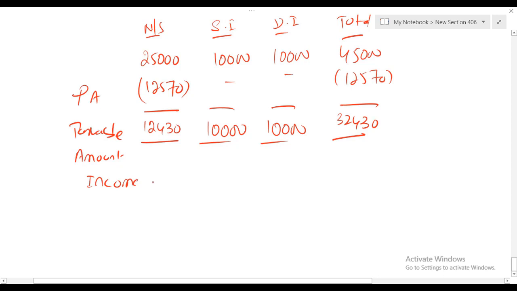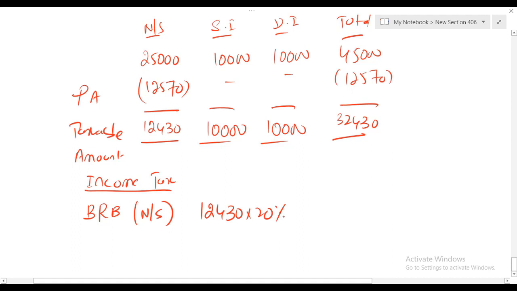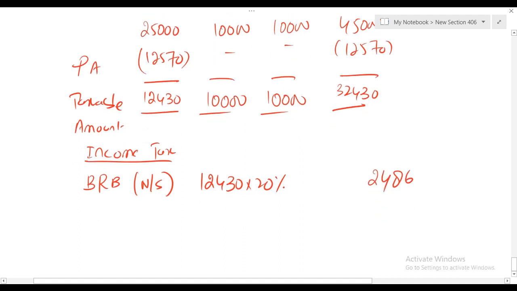Income tax, basic rate band, non-saving: 12,430 into 20%, that is 2,486. Now, since after deducting personal allowance from the non-saving income the resultant is more than 5,000, the starting rate band concept does not apply.